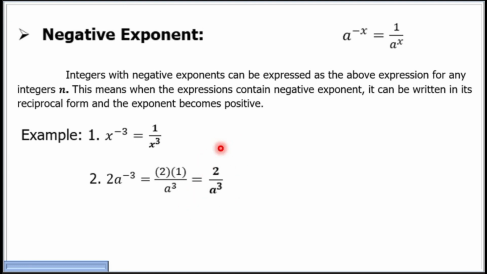Alright? Next is number 3. x raised to the power of 4 over y raised to the power of negative 5. In this case, the one with the negative exponent is already in the denominator. So we reciprocate again. Whatever is in the denominator, we move to the top, and whatever is on top, we move to the bottom. Okay? Same thing.